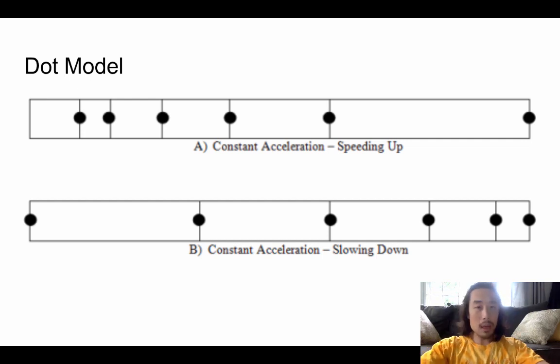The other way of knowing if an object is accelerating is using the dot model. And this might be a model that we're more used to. Okay? So in this scenario A, we see that the object is speeding up. The dots were closer together, but you can see that they're getting further and further apart. And that's because the velocity is increasing at a constant rate. It's getting faster and faster. B is the reverse of it. It's an object that was going fast, and we can tell that because the distance between the two dots is further apart, but then it slows down. The dots get closer and closer together.